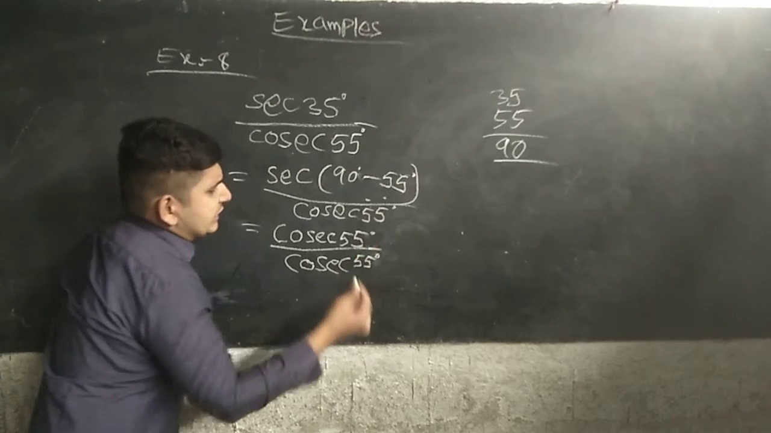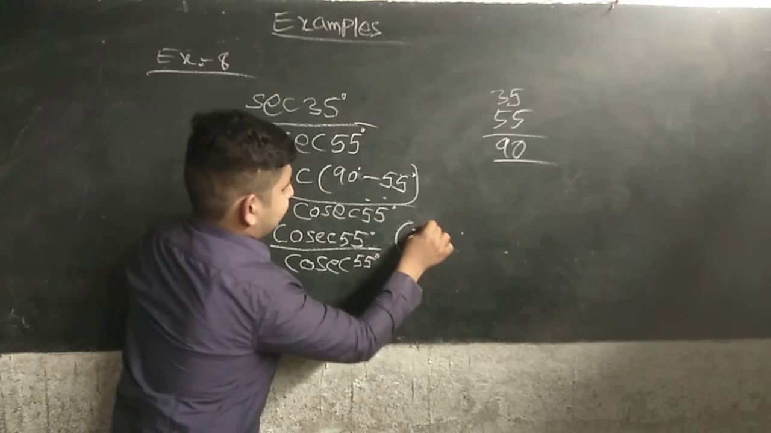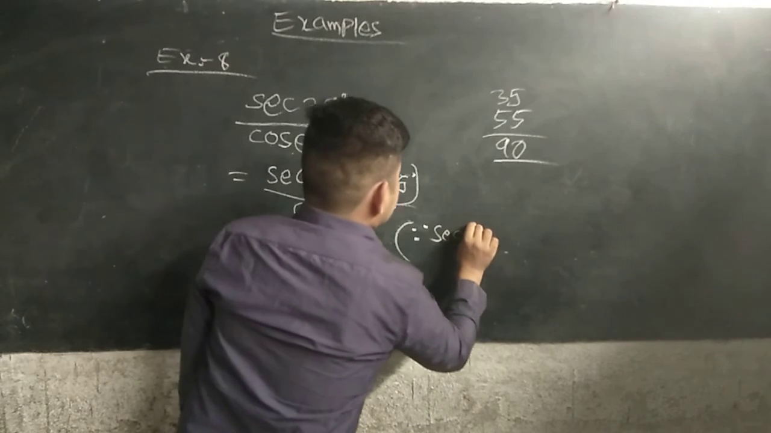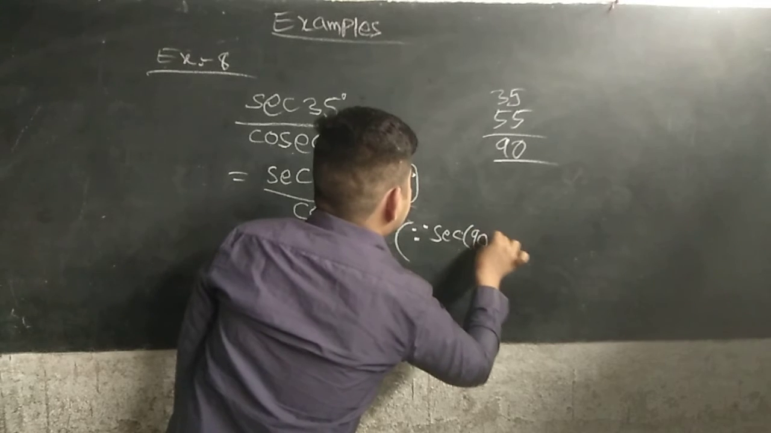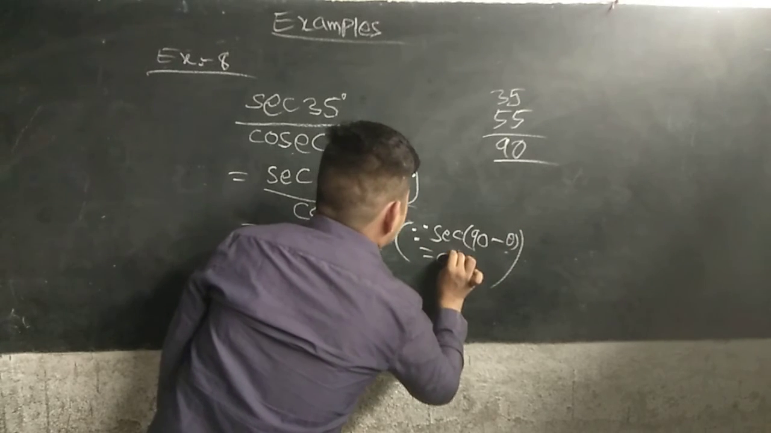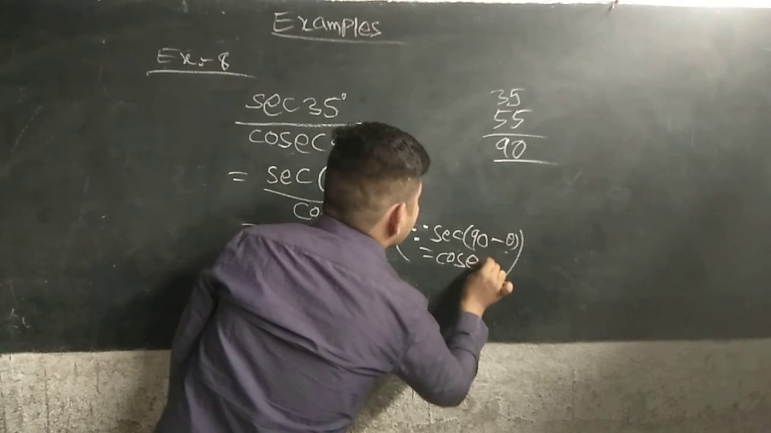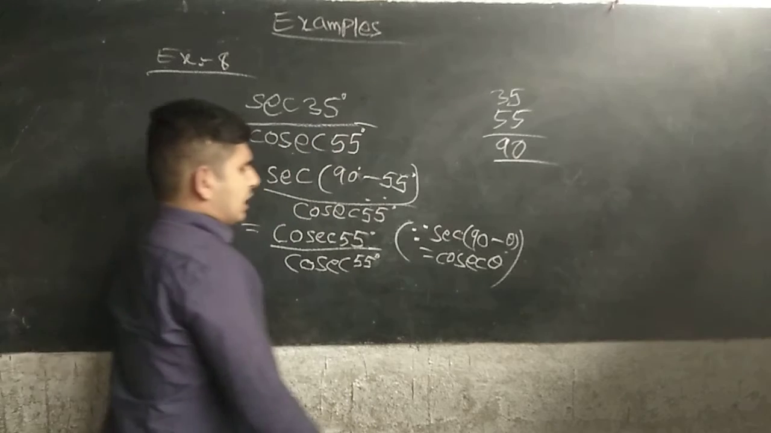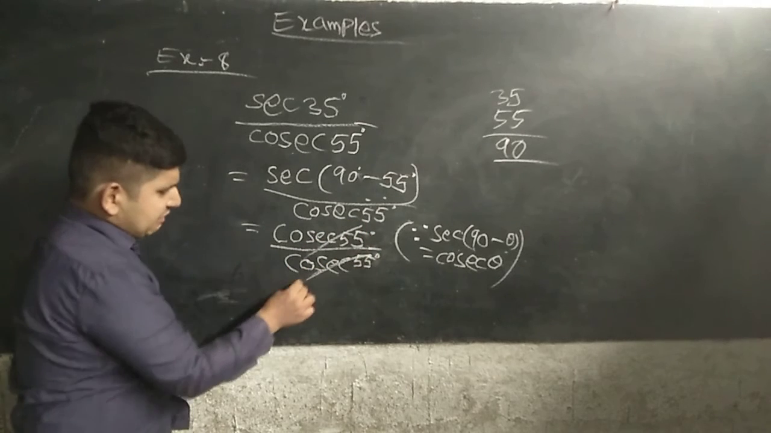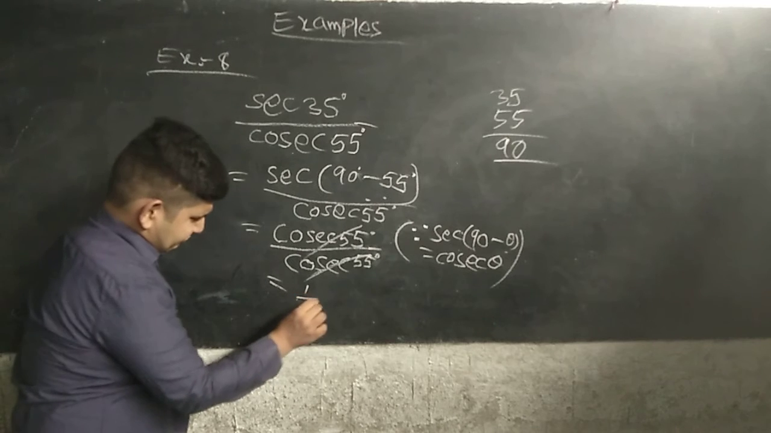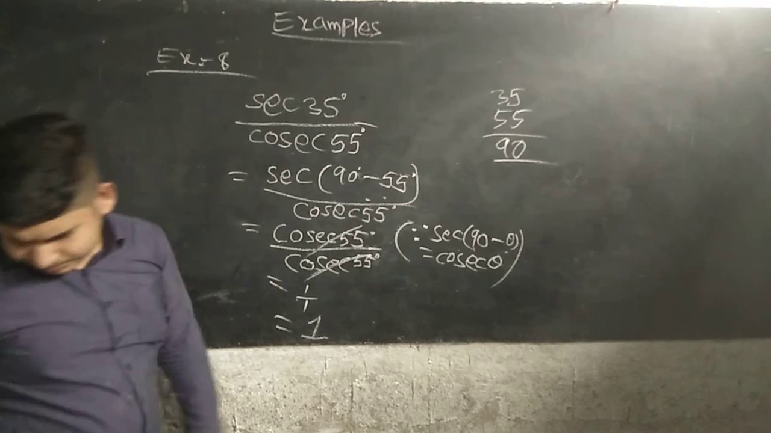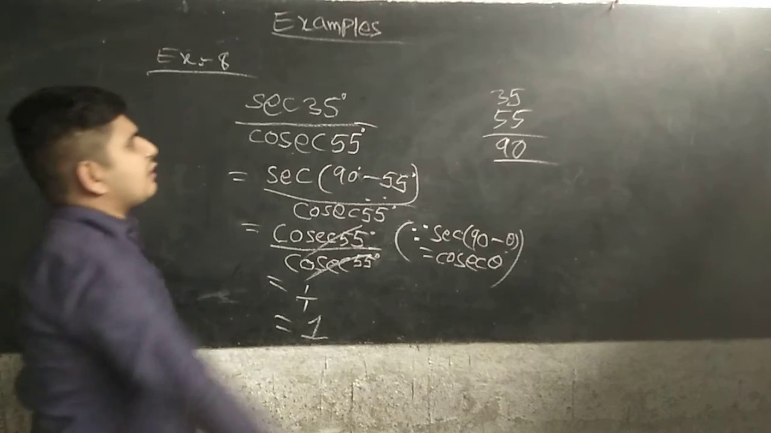Now what do we write here? Since sec of 90 minus theta equals cosec theta, and cosec 55 degrees is cosec 55 degrees, both terms get cancelled and you get 1 by 1, which equals 1.